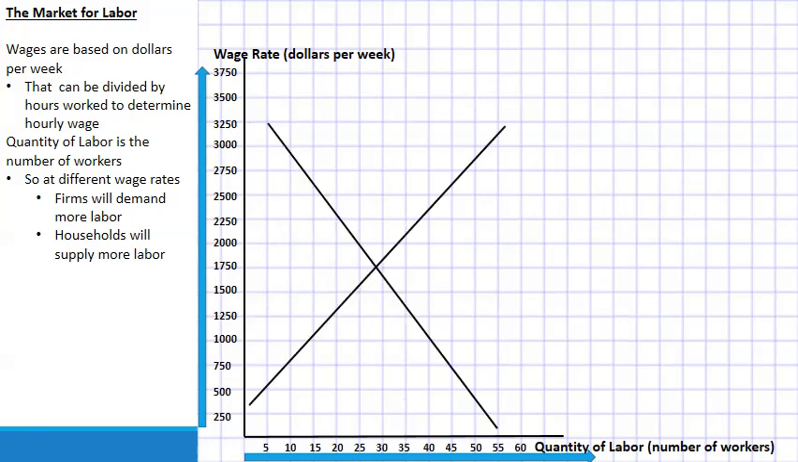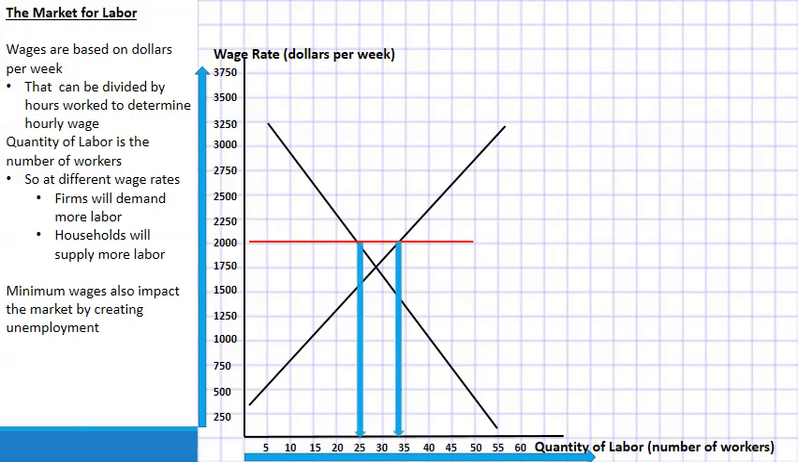Now the next thing to think about, we're going to pull these lines back up. So minimum wages also impact the market by creating unemployment. So this is a minimum wage, it is a price floor. You cannot go below this. So if we say that all firms must pay workers at least $2,000, automatically what we're doing is we're creating an artificial price. So we're trying to create equity. And you'll notice here what happens.